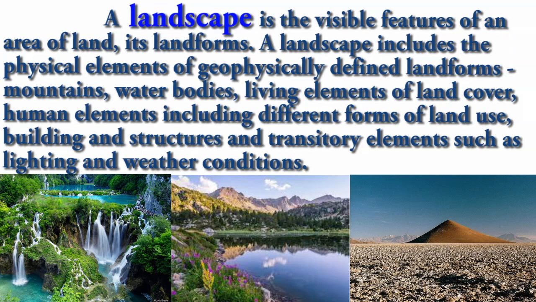A landscape is the visible features of an area of land, its landforms. A landscape includes the physical elements of geophysically defined landforms: mountains, water bodies, living elements of land cover, human elements including different forms of land use, buildings and structures, and transitory elements such as lighting and weather conditions.